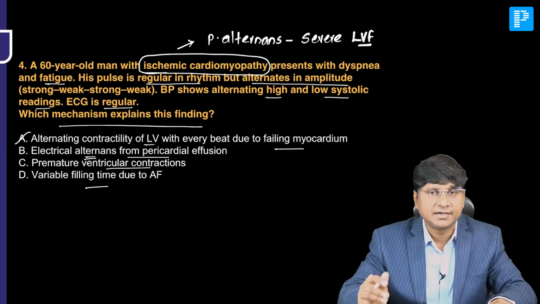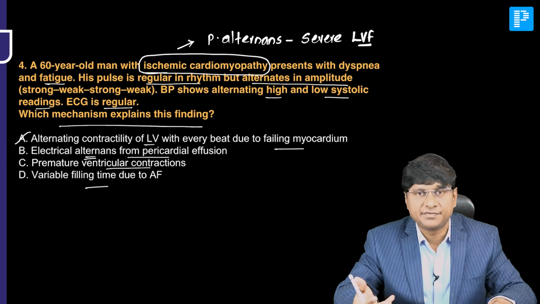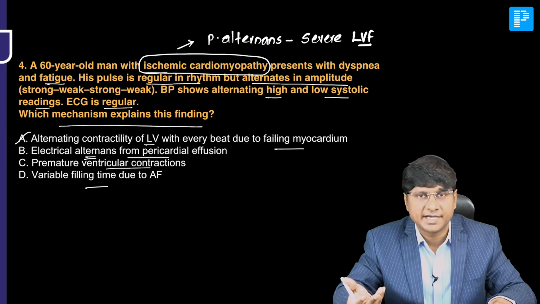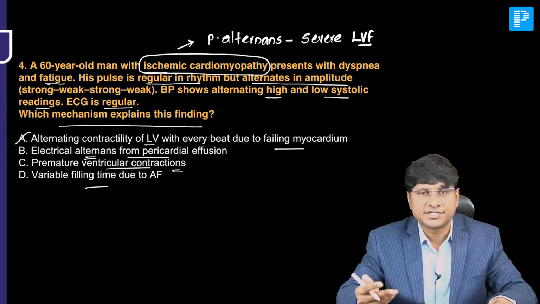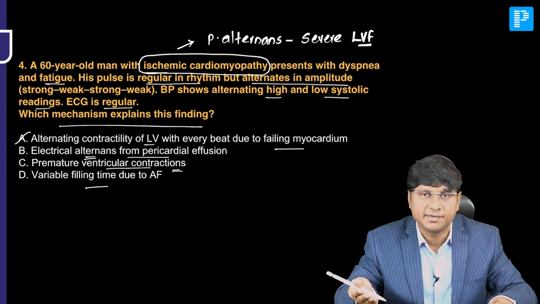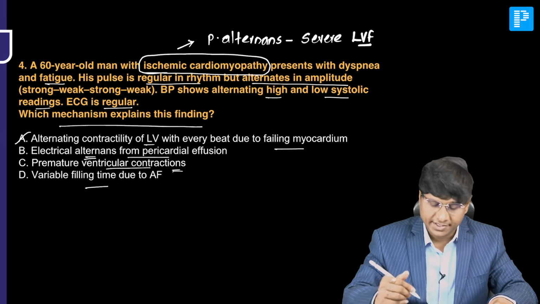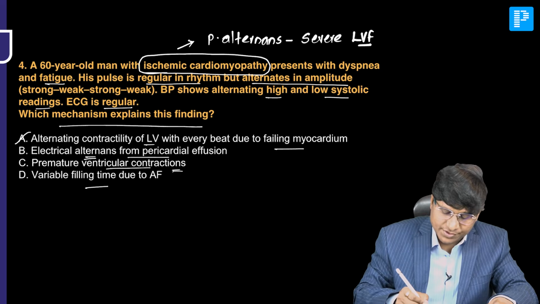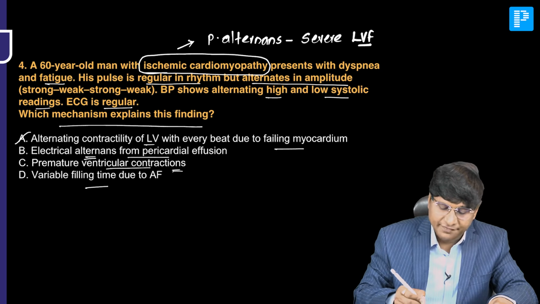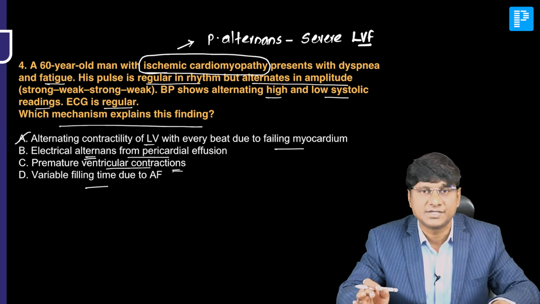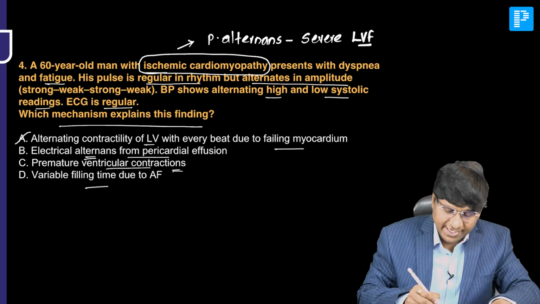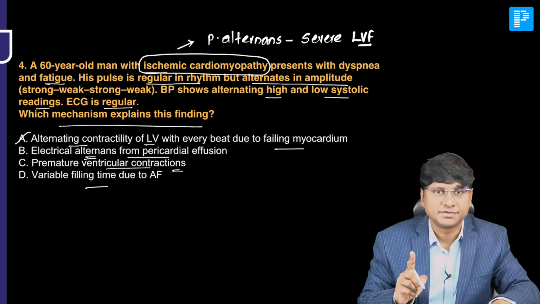Whereas electrical alternans is observed in large pericardial effusion or in cardiac tamponade, and that is due to swinging of the heart anteriorly and posteriorly. Premature ventricular contractions will give a compensatory pause. You don't have alternating increase and decrease in the amplitude of the pulse in premature ventricular contractions. And variable filling due to AF is not responsible for the strong, weak pulse of pulsus alternans. So the answer in this question is the first option, right?